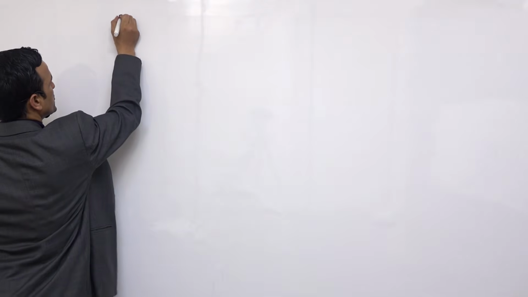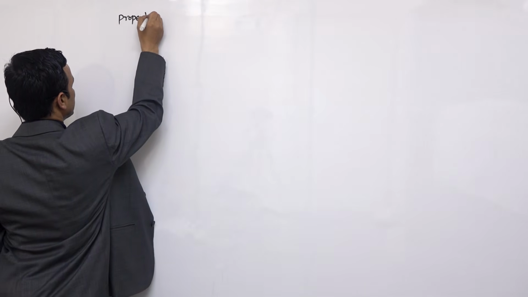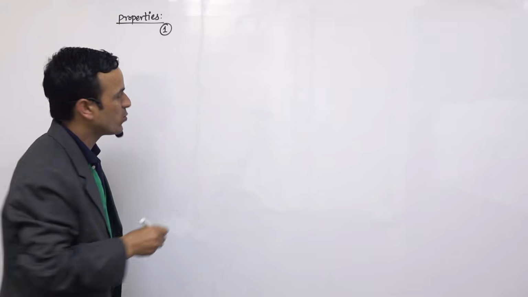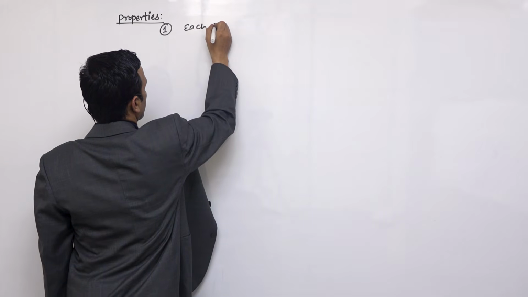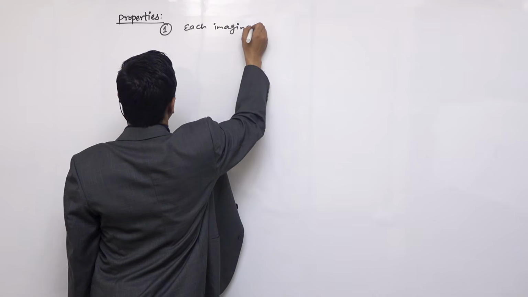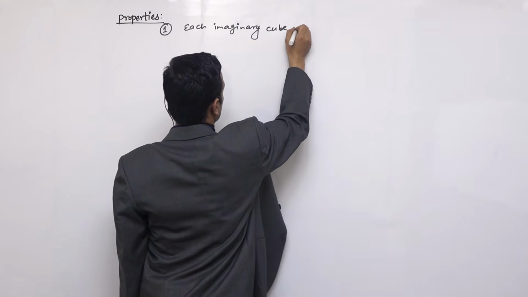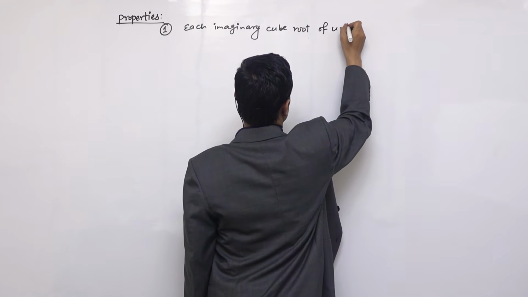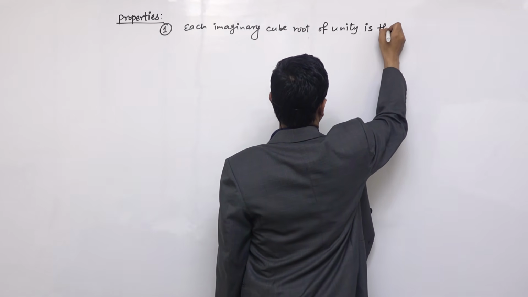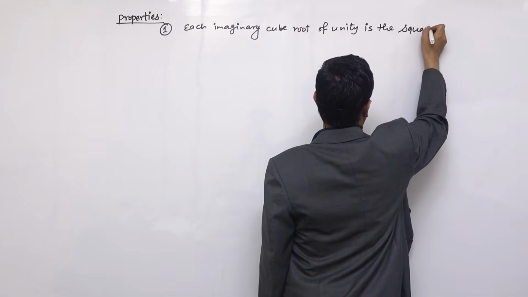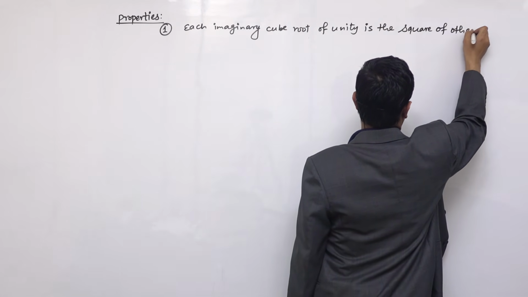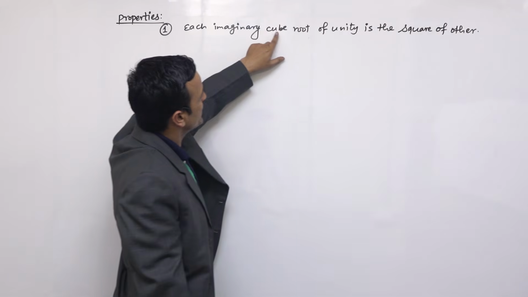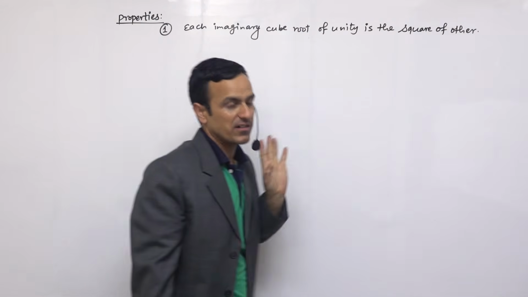So now let's move to the properties. Property number 1: each imaginary cube root of unity is the square of the other. So this is one of the properties. Each imaginary cube root of unity is the square of the other.